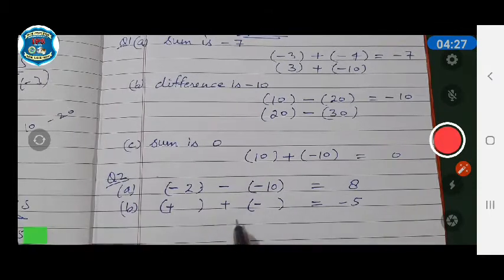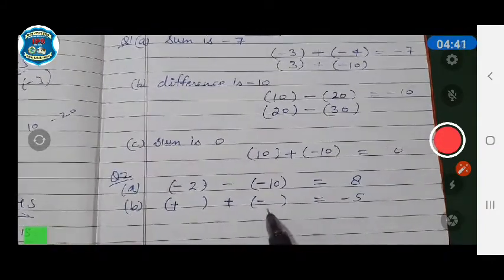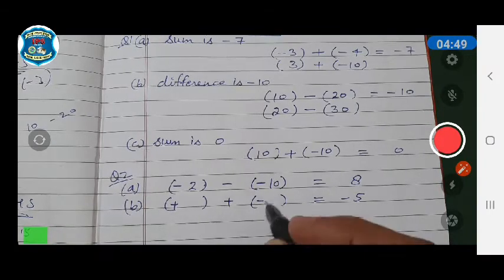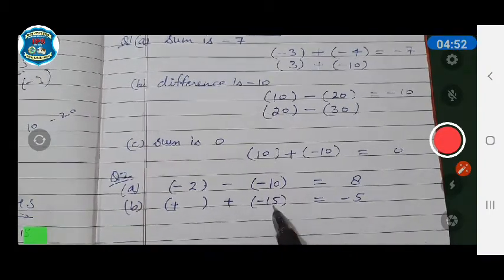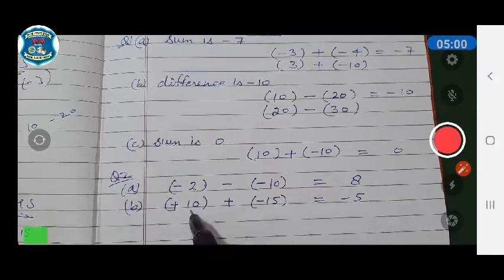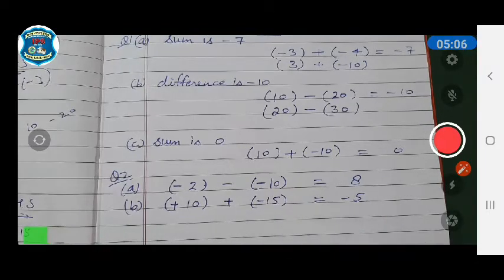See, a negative integer and a positive integer whose sum is equal to minus 5. Right? So first you have to put the sign and put the brackets. Now let us write any number here. A negative integer and a positive integer and the sum should be minus 5. Let us write 15 here. Now it is minus 15. Then it should be what? So that it becomes minus 5. It should be, yes, 10. 10 minus 15 is minus 5. Understood? Let us see another.